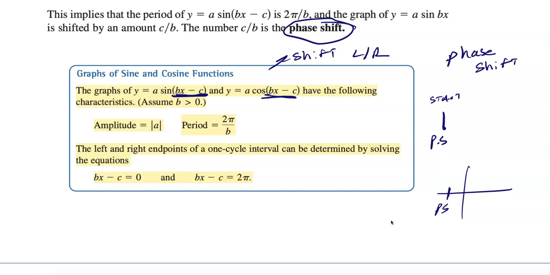That's where we're going to start. And then you have to figure out where you end. Well, the ending point is, you have the period, so you go plus the period, which is normally 2 pi over b. Now get to your endpoint. So that's the idea. Starting with our phase shift lets us know where we should start. And then you just add the period, because that's going to be 1 rotation. Now get your new endpoint. That's how phase shift works.